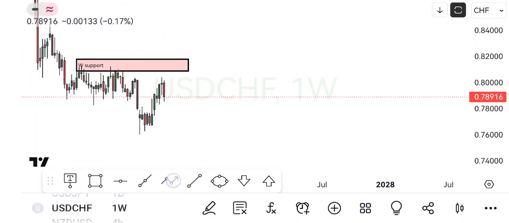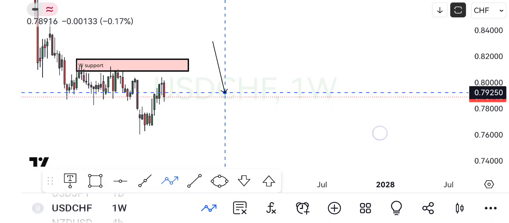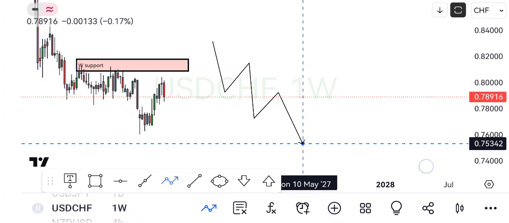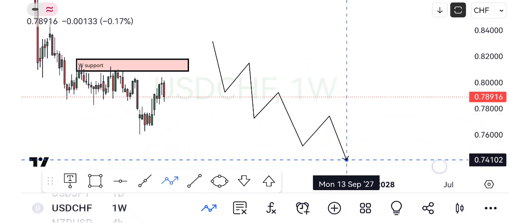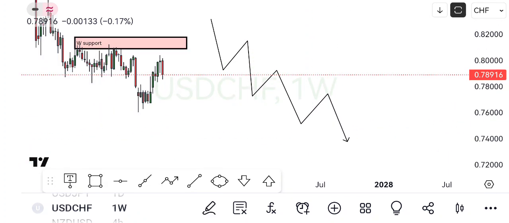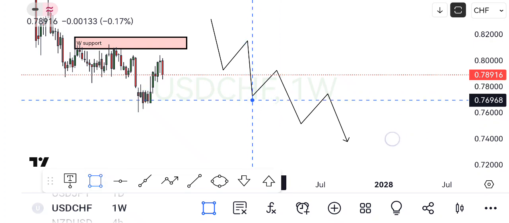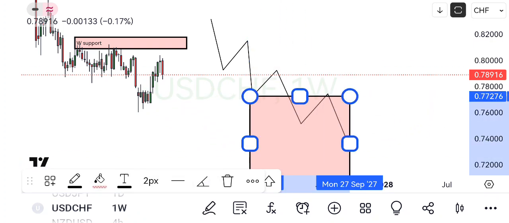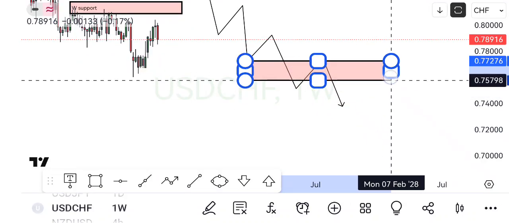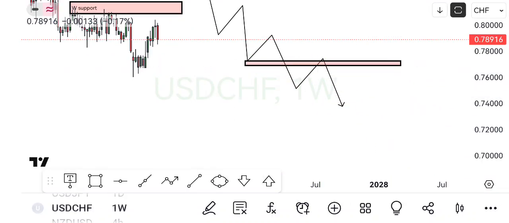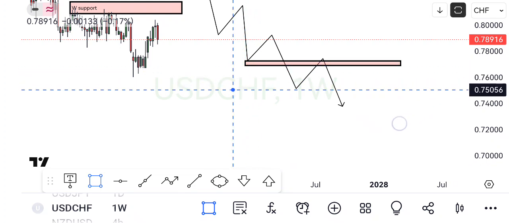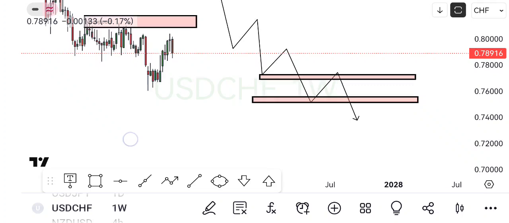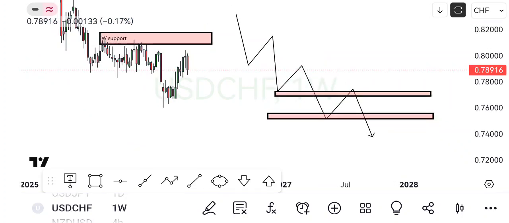Guys, when you have a downtrend like this, look only for selling opportunities. Look to sell right here. Look to sell right here on this resistance. Look to sell right here. Don't look for buying opportunities. Only look for selling opportunities when you have a downtrend.